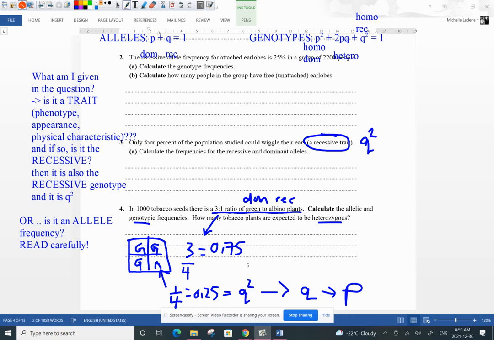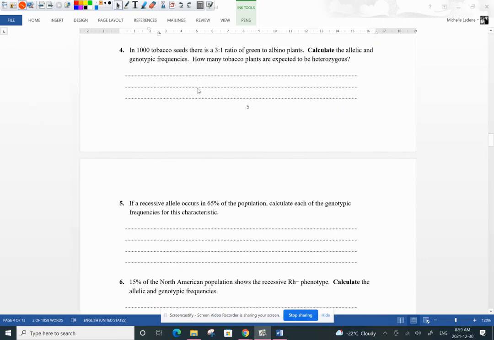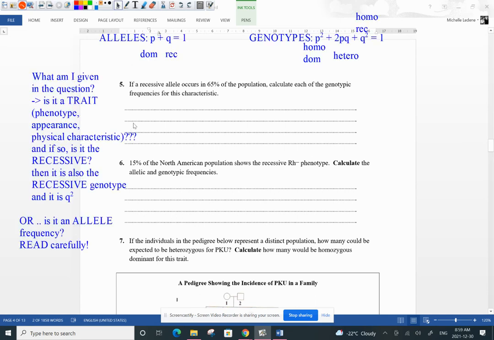Easy peasy. Okay, so keep going. What are some more questions that you might be given? How do you approach these questions? Same thing, read carefully. What are they giving me? Is it the allele frequency, or is it a homozygous recessive individual who has a recessive trait?